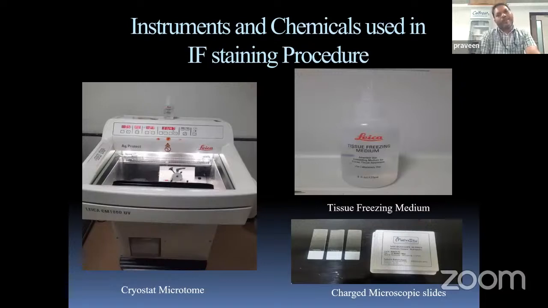These are the instruments and chemicals that need to be used in the IF staining procedure. First is a cryostat microtome. This one is the tissue freezing media. When the sample comes to our laboratory, we have to cut a section in the frozen microtome, so we are using that frozen microtome. Here we are using tissue freezing media, which can freeze the tissue as early as possible. We are using charged microscopic slides, which help prevent the section from washing off during the staining procedure.